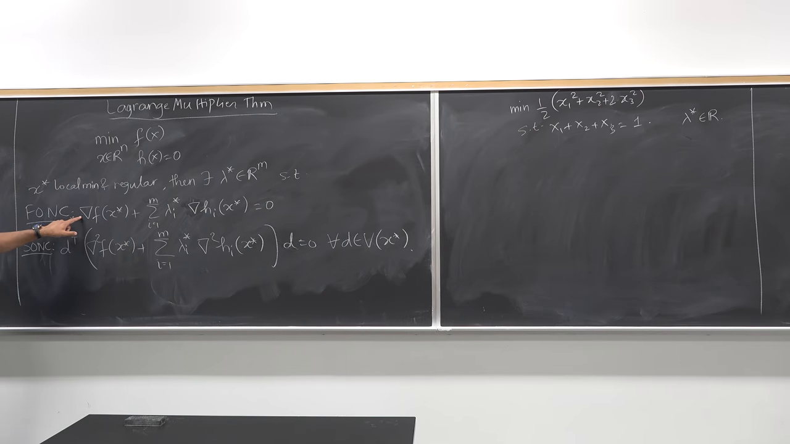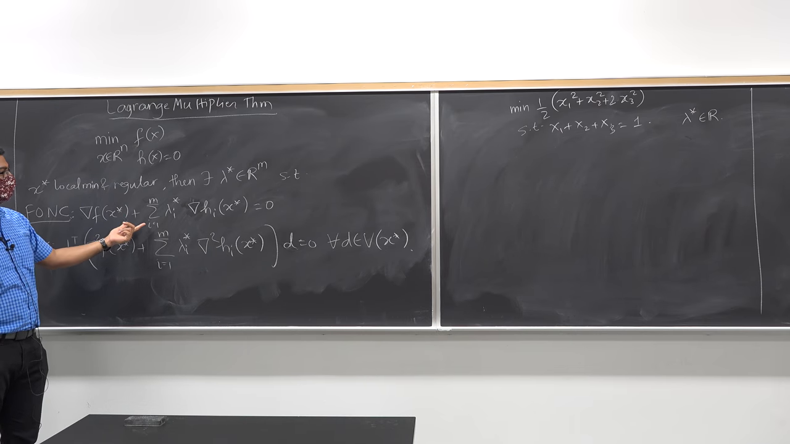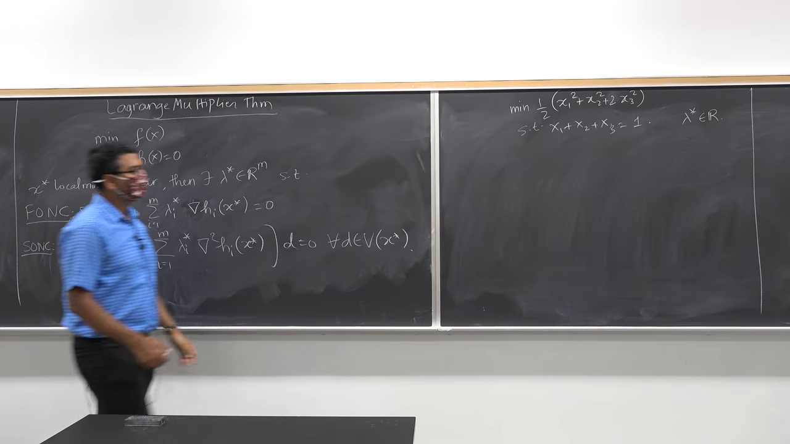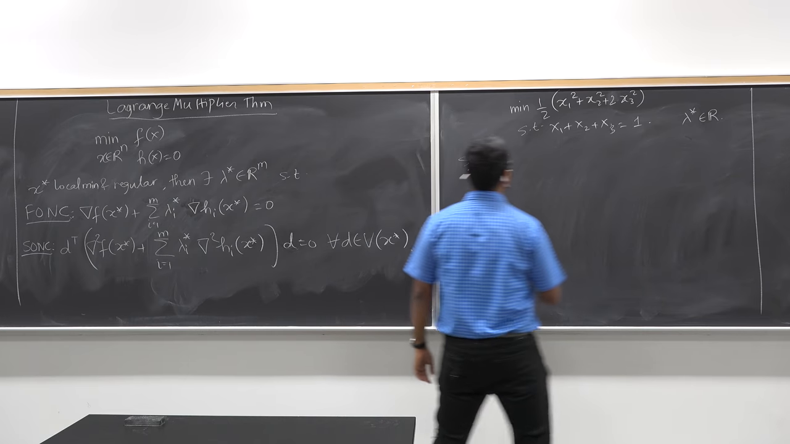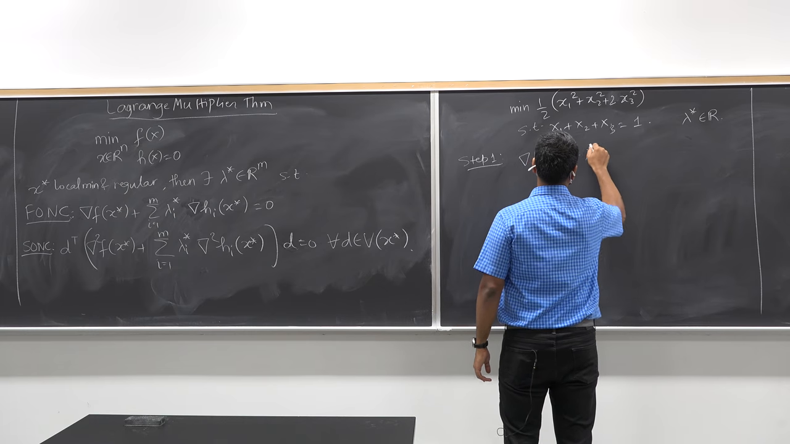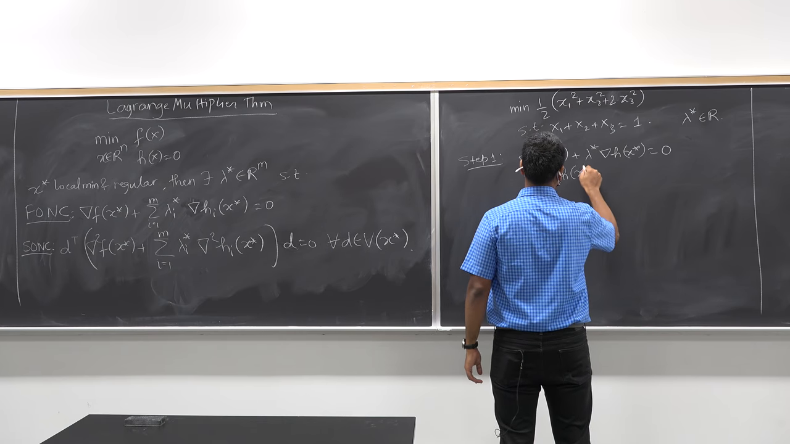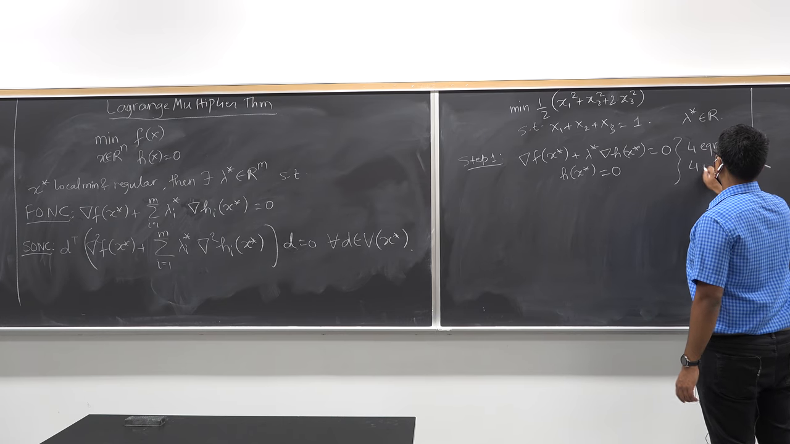So this will provide me with three equations. Remember, the gradient of f at x star is a three-dimensional vector for this case. So I have three dimensions, so I have three equations equal to zero here. So I know I can get three equations from here. Where is the fourth equation going to come from? That's going to come from h of x star equal to zero. So that will be my step one: four equations, four unknowns.